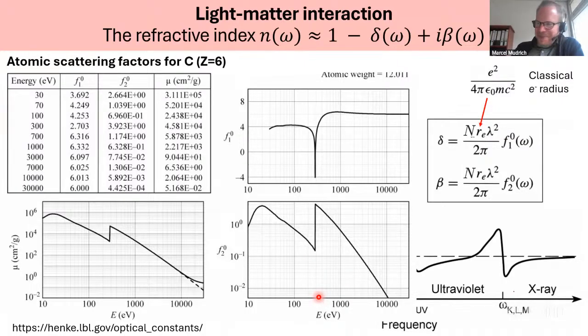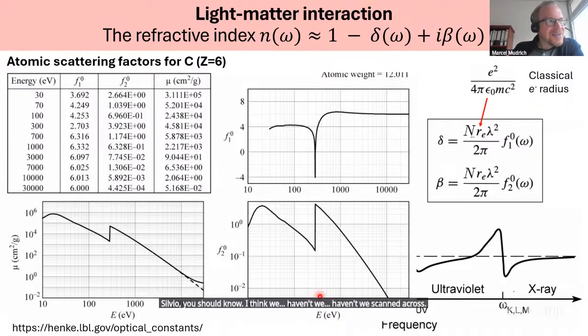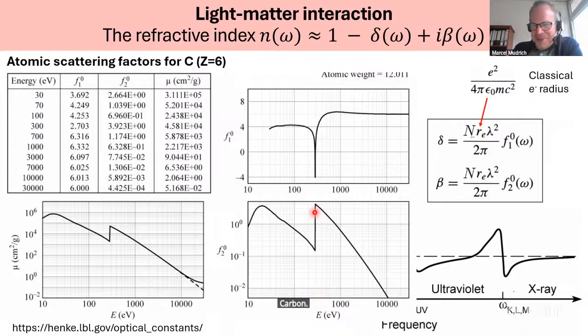You should know. I think we haven't scanned across carbon at 300 eV. I mean, we have certainly scanned other K edges. Yes. Yeah, so that's the carbon K edge, very famous.